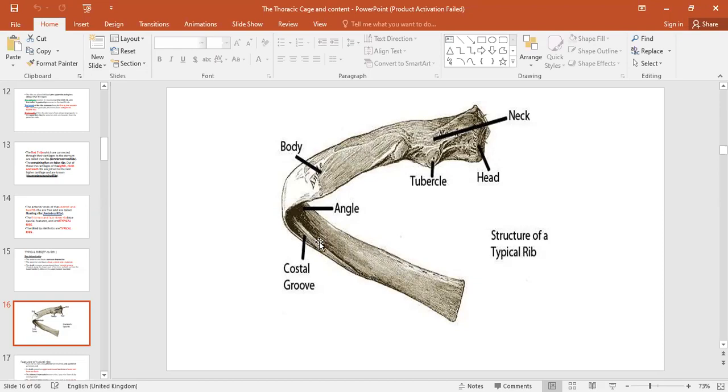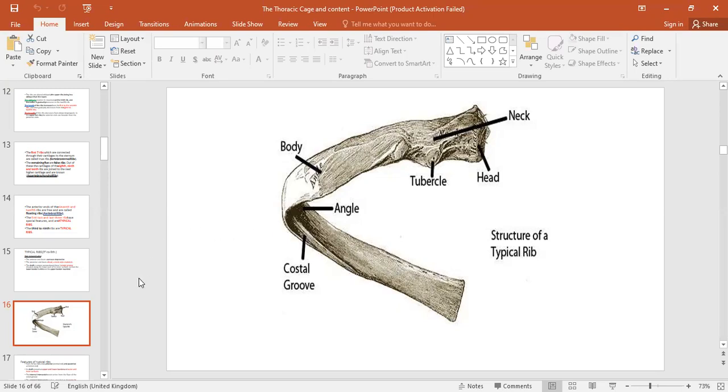Neurovascular bundle, which is intercostal vein, intercostal artery, and intercostal nerve, abbreviated as VAN, V-A-N. Those structures are wrapped in one sheath of connective tissue, and they lie in the undersurface of the rib and create that depression.